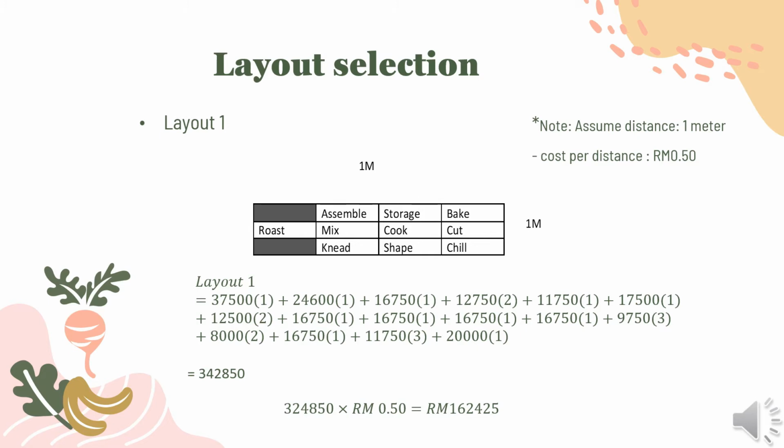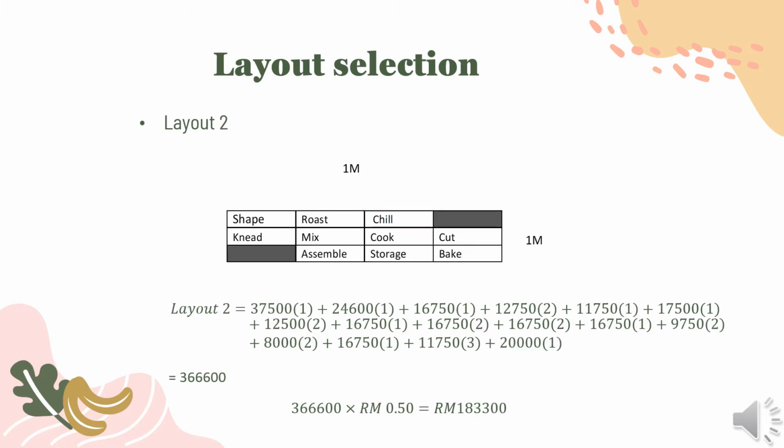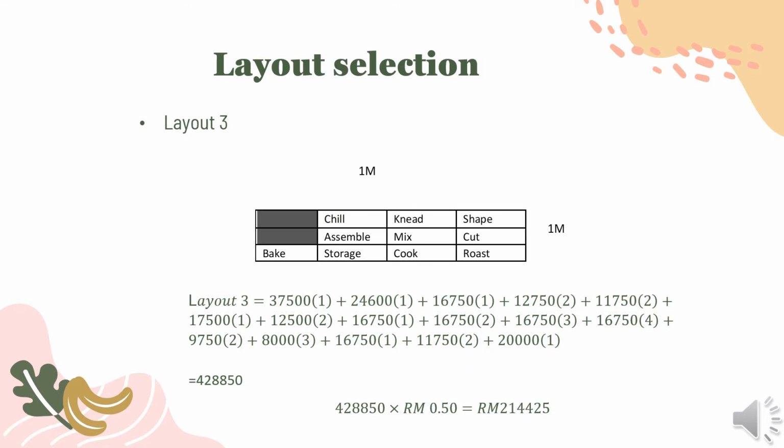This one is a sample of layout 1. For layout 2, the arrangement of the departments is shown in this slide, where we can see there are a few changes in the arrangement of the departments in the diagram, and then at the bottom is the value of the cost of movement for layout 2. Lastly is layout 3, which is shown in this slide, where the value of the cost of movement for layout 3 is quite a bit higher compared to the others.